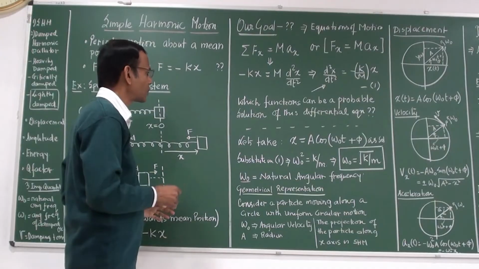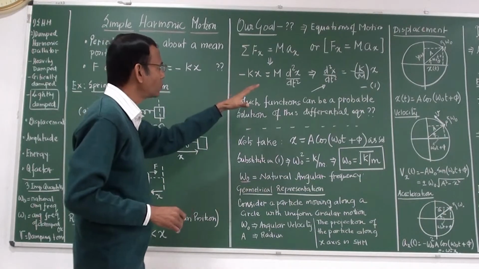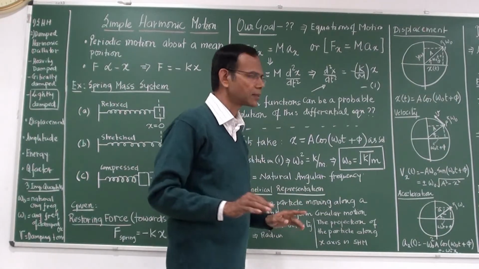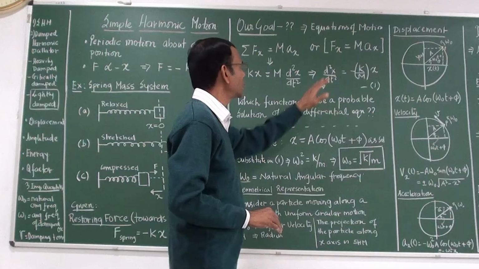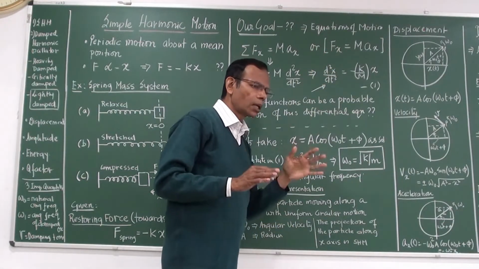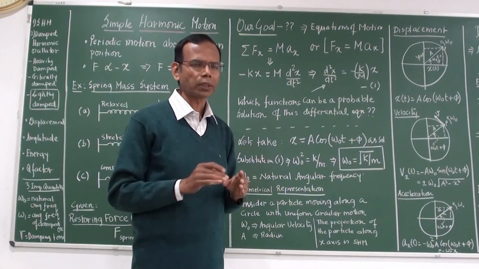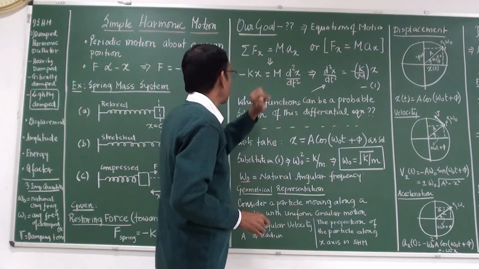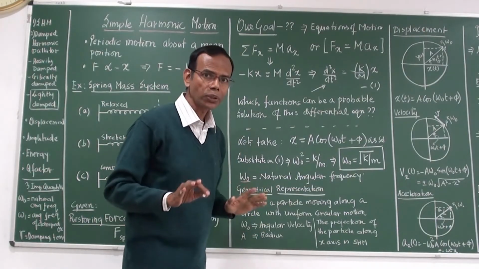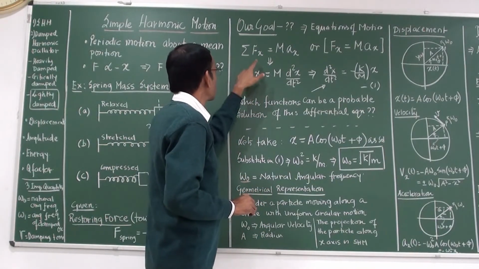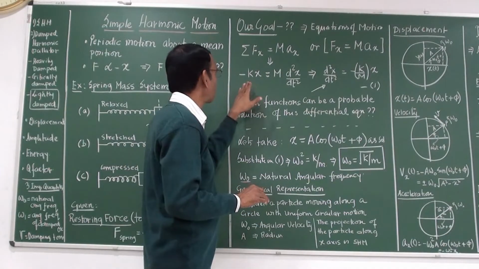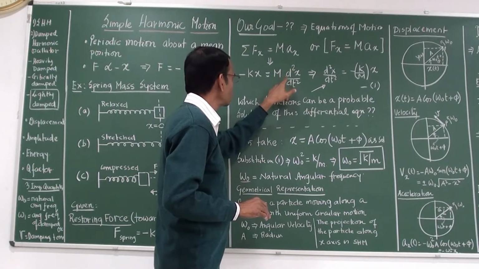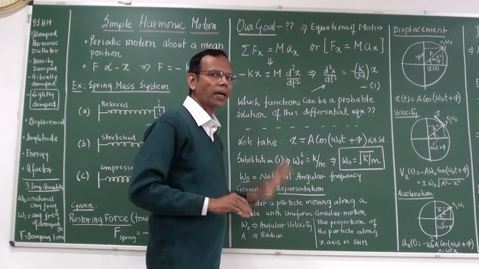But sometimes we get confused and think that this fx is basically f of the spring. For this particular case, yes. But in general, no. This represents the net force acting on the body. Okay. So sigma fx is equal to max, because I am writing the equation of motion. So sigma fx, what is the net force acting over here? Minus kx and max. So ax we write d2x by dt square.